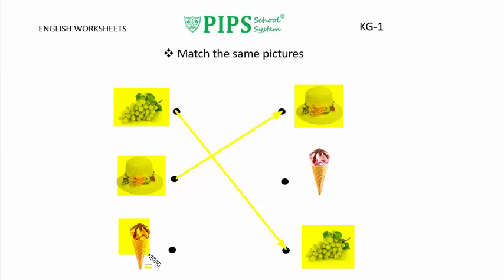This is an ice cream. Let's see where is the second picture of ice cream. Here is the second picture of ice cream which is similar to it. Now we will match the ice cream with the same picture like this.